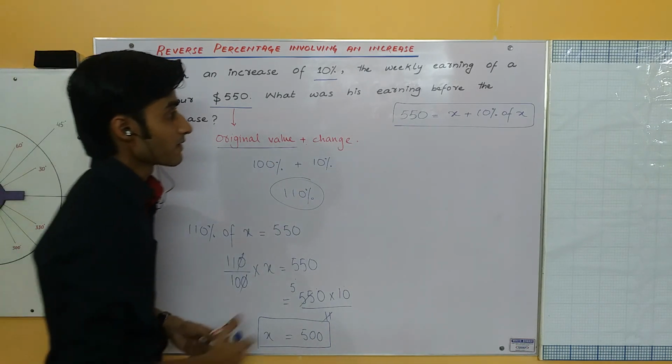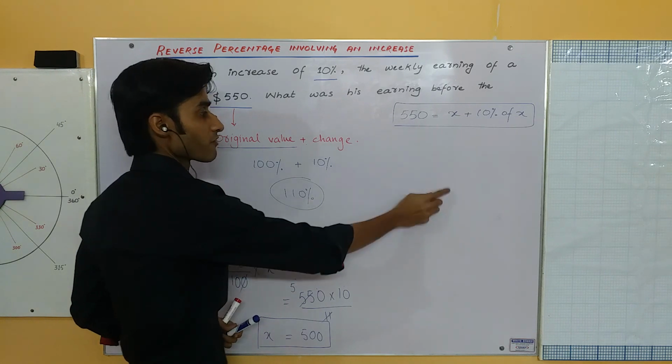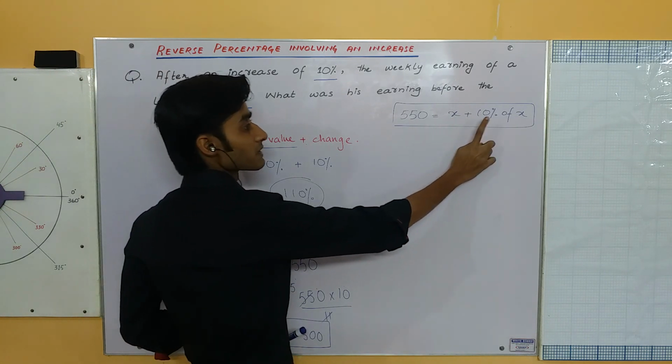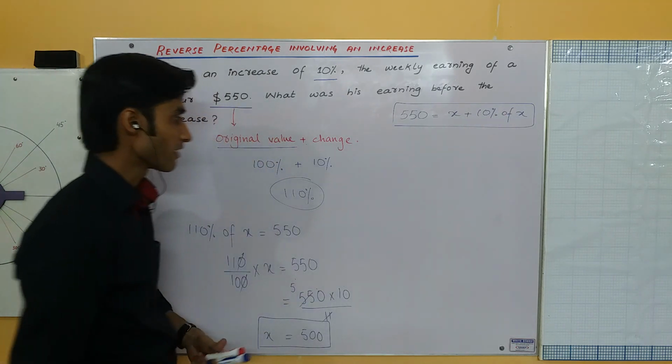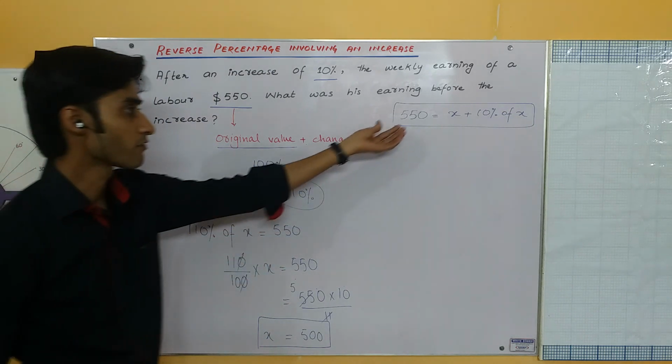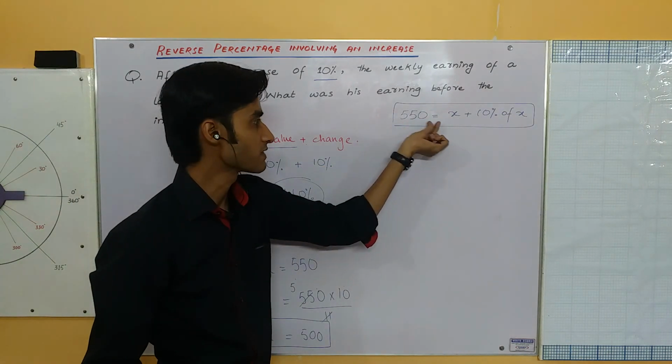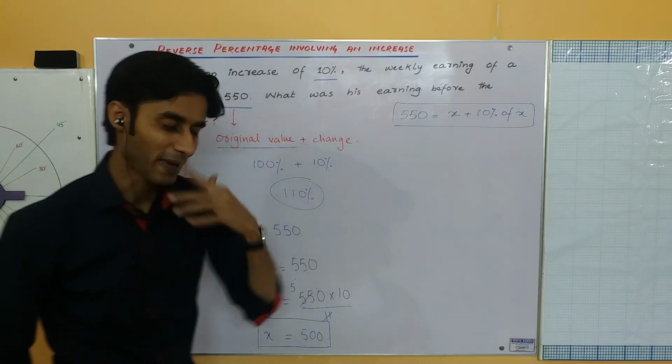And you can see this. I told you what 550 is. 550 is the original value plus 10% of the original value, which becomes 550 equals x plus 10% of x.